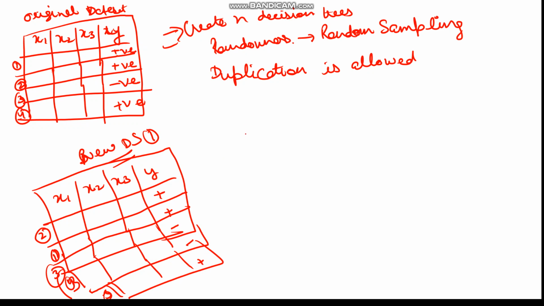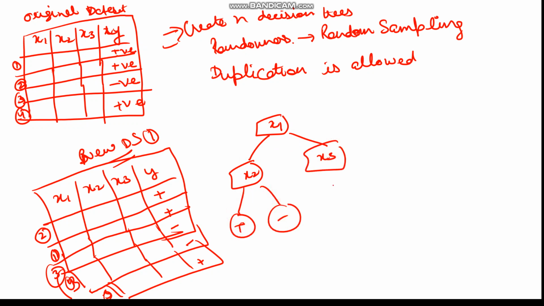Now let's create a random decision tree. For this, features will be picked again randomly. I have taken x1 as the root node. Here I have x2 and here I have x3. For this, the result is positive. It may be negative, positive, negative. So I have created one decision tree. Here we have considered a subset of variables for each step, whereas in a plain decision tree we consider all the variables.